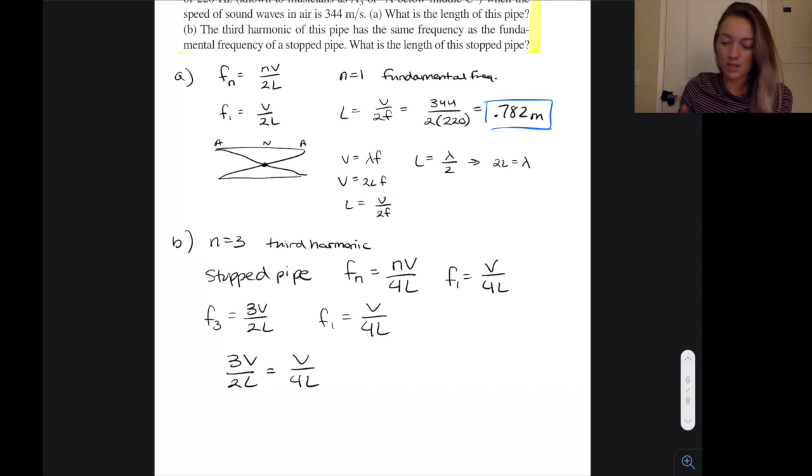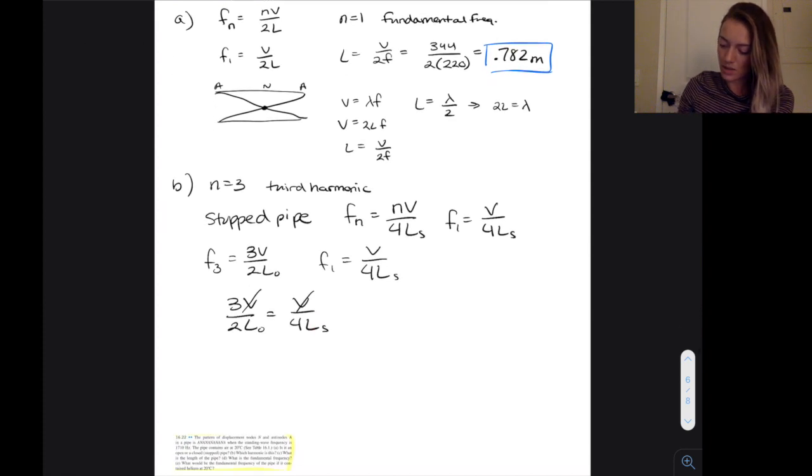And I should be careful because these are two different lengths, right? I'll use length of the stopped pipe here, and this is our open pipe. So these are two different L's, so we have to be careful of that. But the velocity of sound is the same, so these V's will cancel. And I want to find this L. So I can just solve for this L. Let's see, if I cross multiply, 12 LS is equal to 2 LO. So that means that LS is equal to LO over 6.